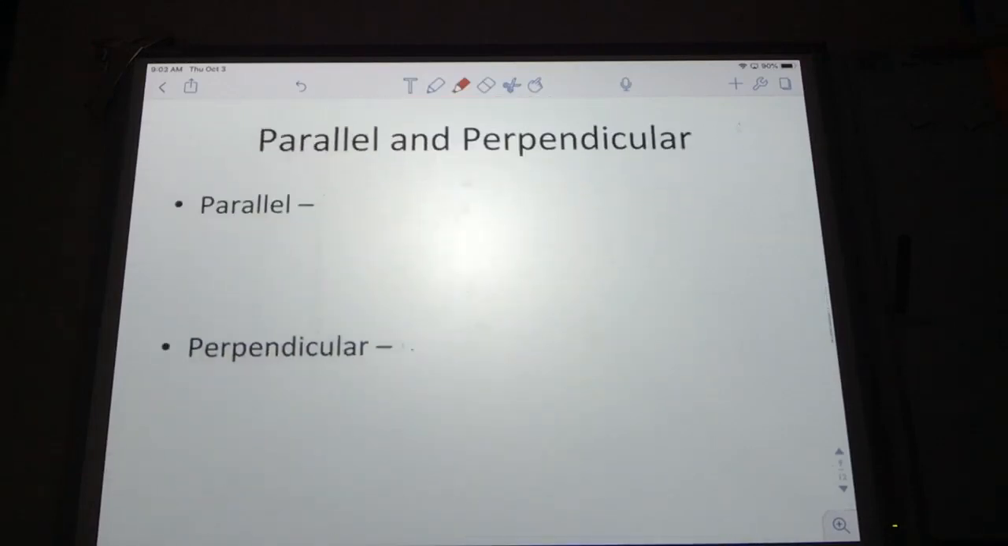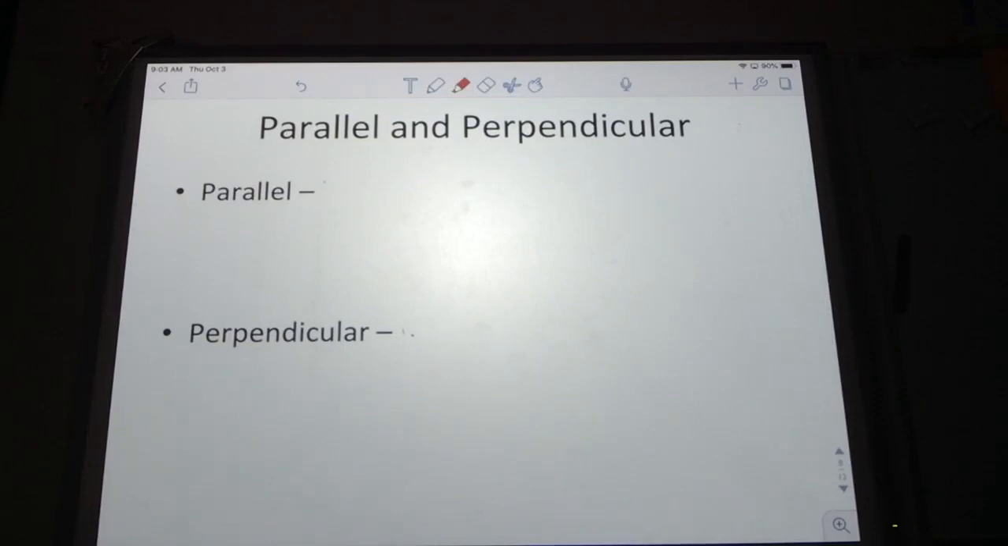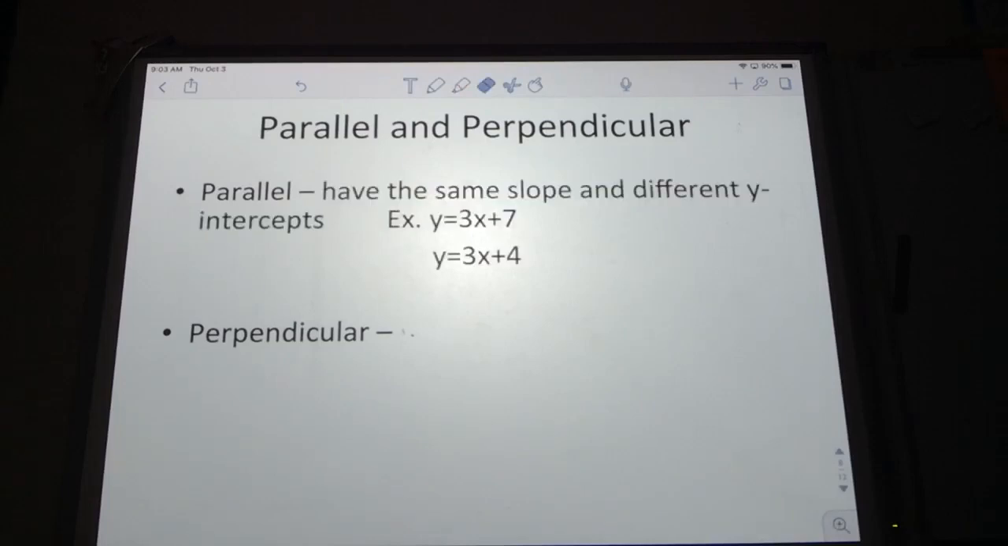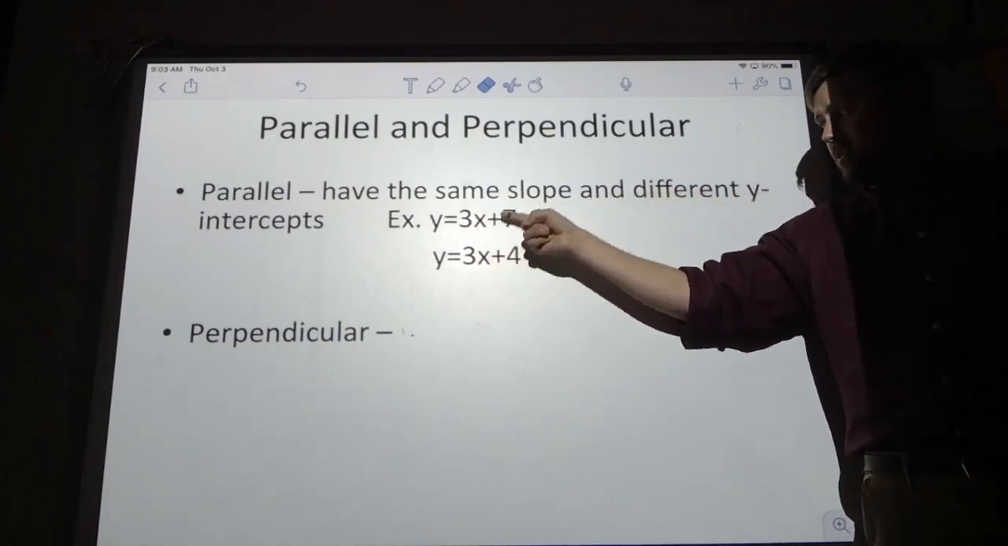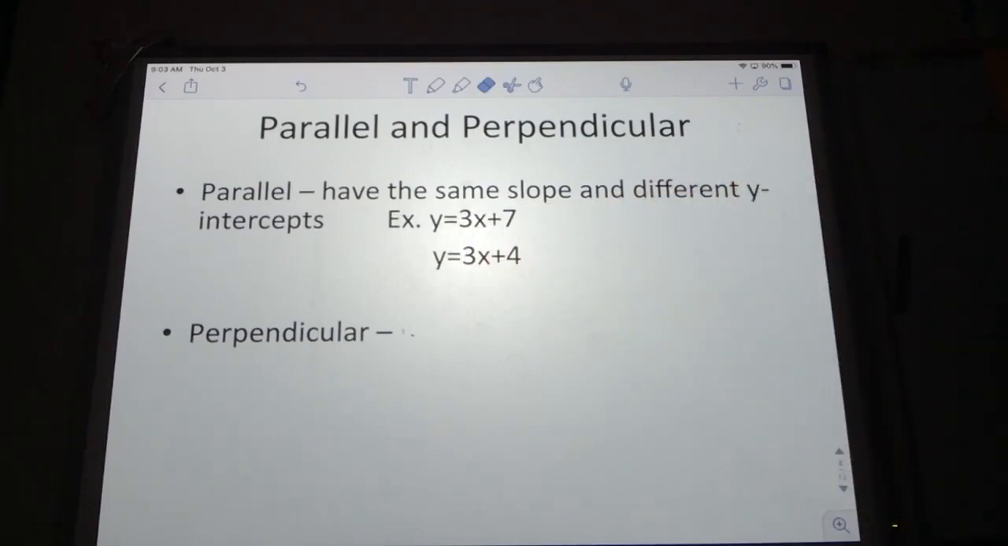Okay, here's another thing we talked about last class, parallel and perpendicular. Anybody remember what is similar about parallel lines? They have the same slope, but they have different y-intercepts. If they had the same y-intercept, it'd be the exact same line. So they have the same slope and different y-intercepts. Here's a couple examples. Same m, different b. You don't have to write that word for word if you understand that. You can just write same slope like we did last class. If you would like to write it exactly as is, that's fine too.